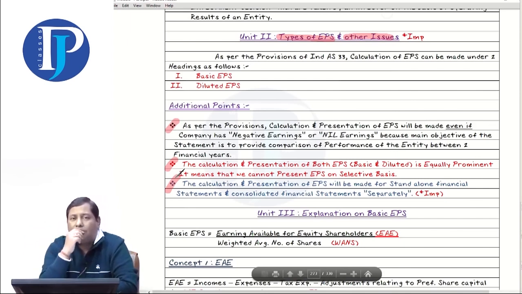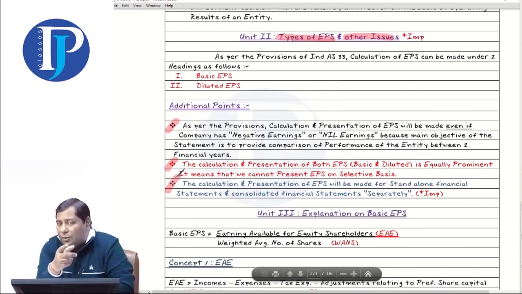Point 2. Basic and diluted, both of these EPS are equally prominent. And there is no permission to select any entity. If any entity or client tells you to calculate diluted information, as we don't have basic, or calculate diluted as basic is not there, both EPS are equally prominent and will be included in disclosure. Selection of EPS is not allowed. Both are mandatory, not optional.